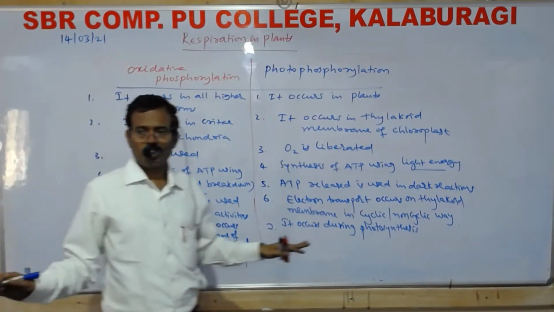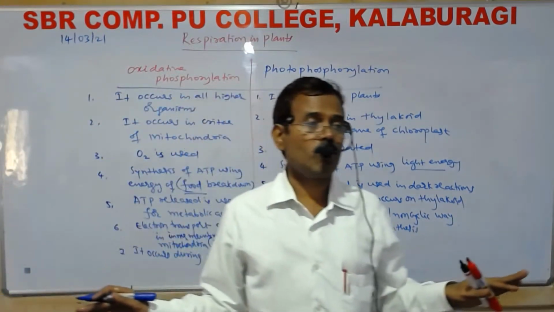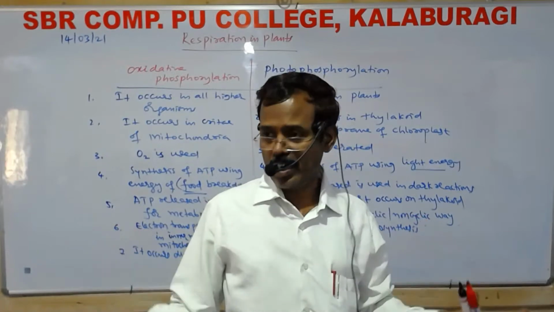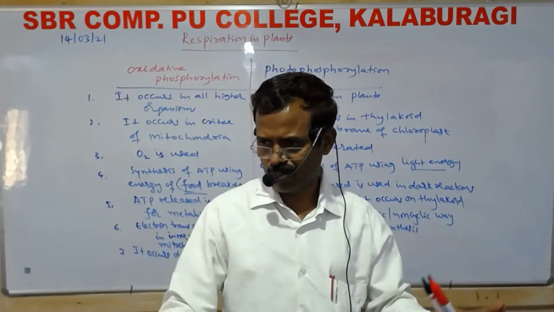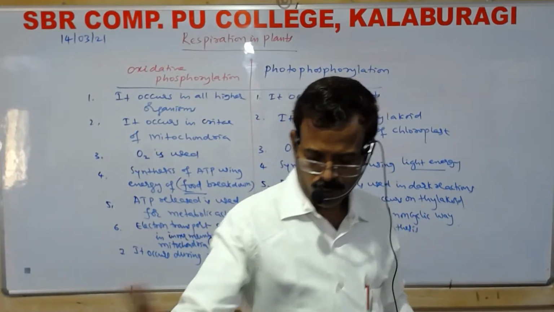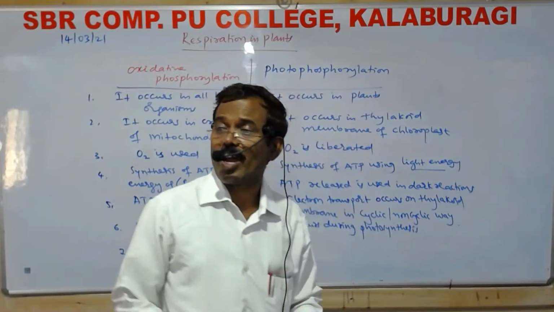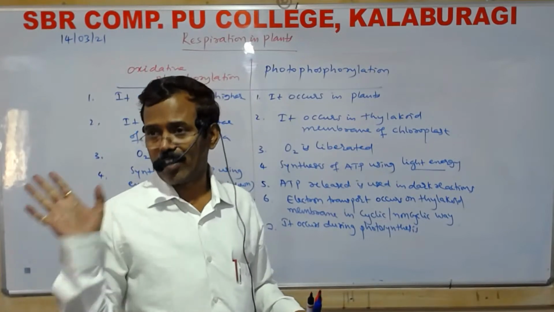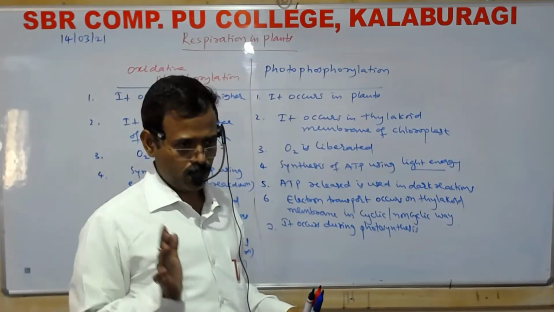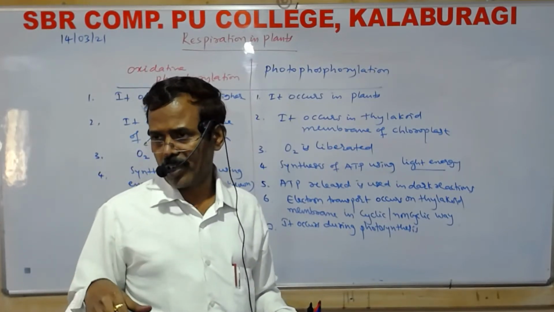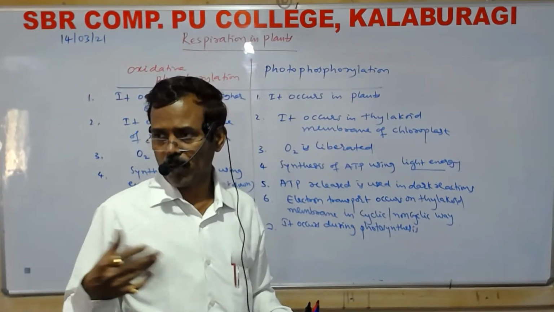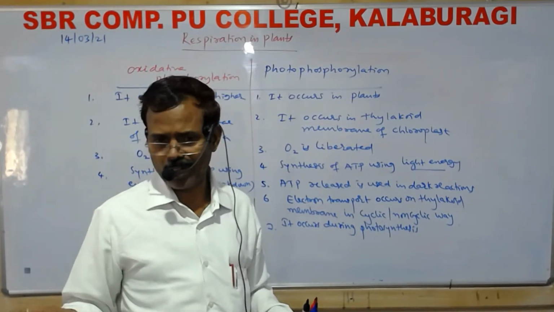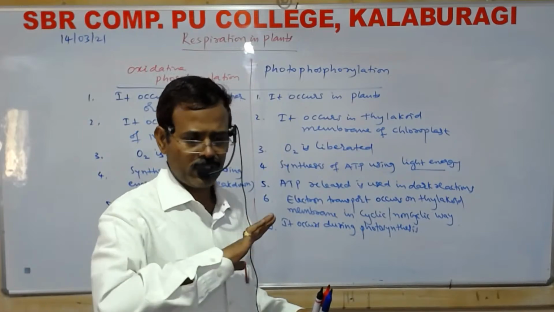So this chapter is over. Respiration in plants we have completed. Now the last chapter of your syllabus. What is that? Plant growth and development. In that, we have to learn plant growth regulators. The remaining parts, growth, development, photoperiodism, vernalization, seed dormancy, are deleted for theory.